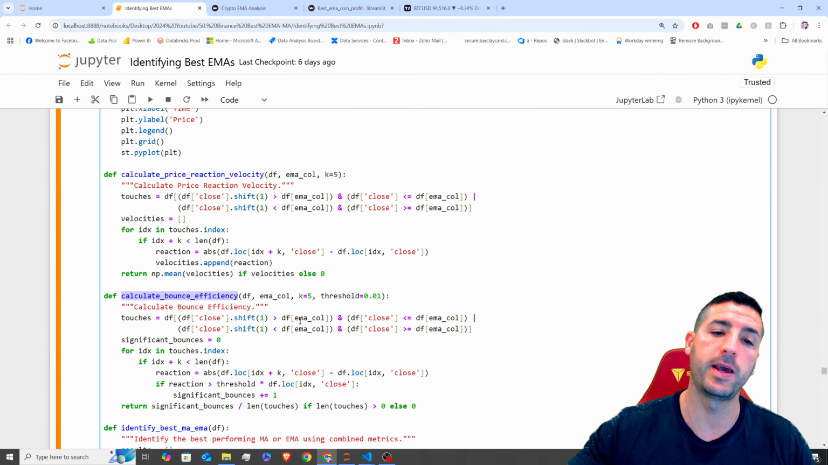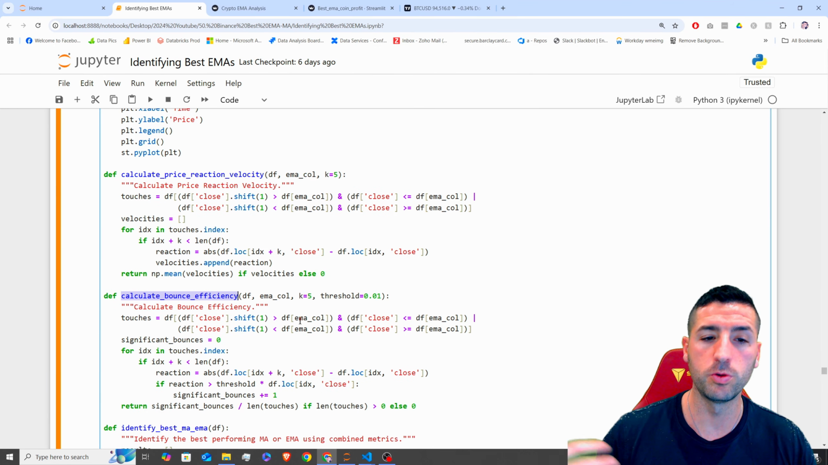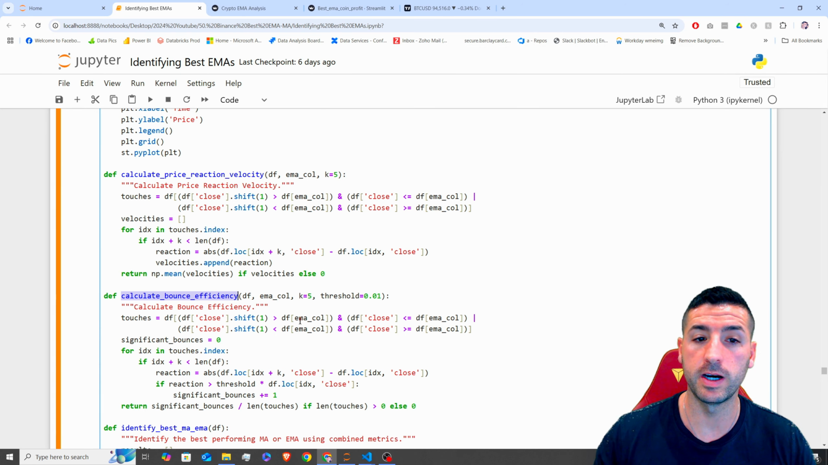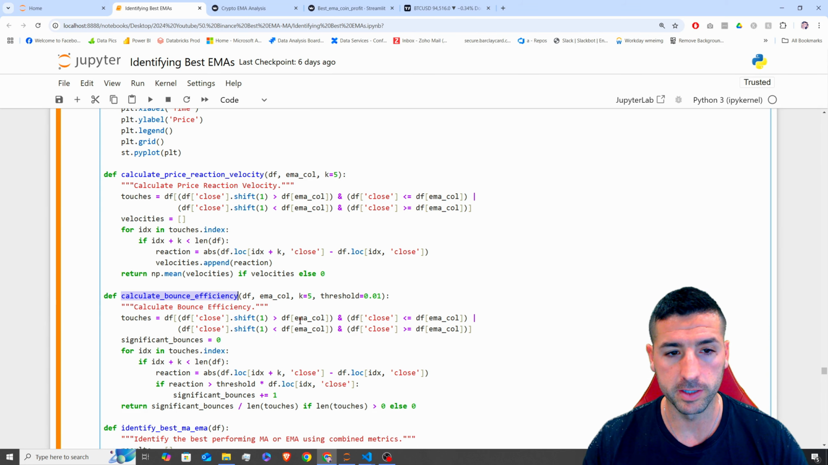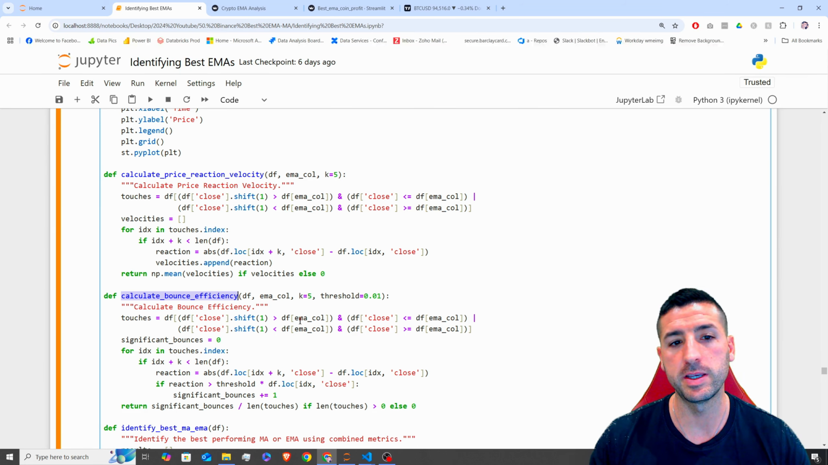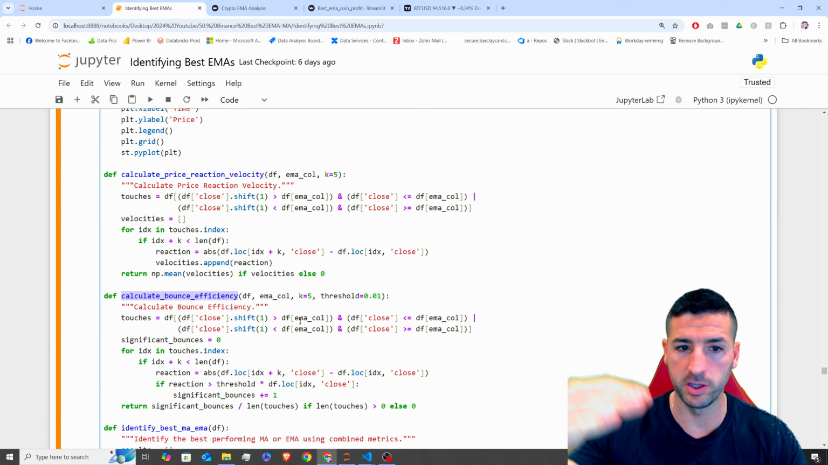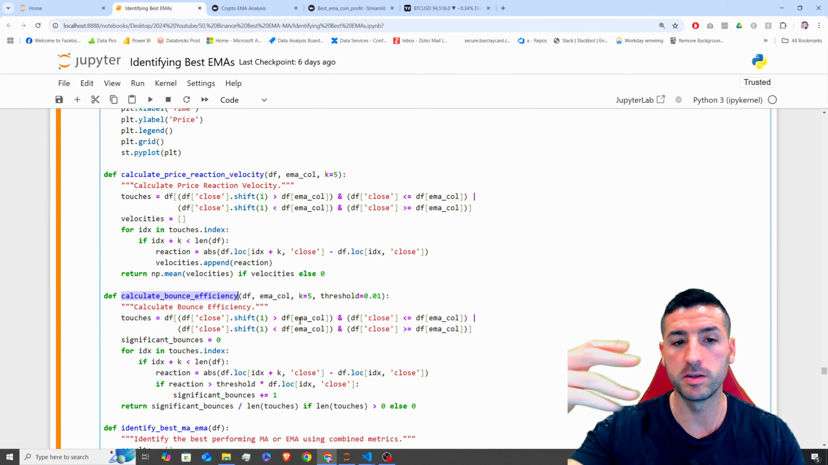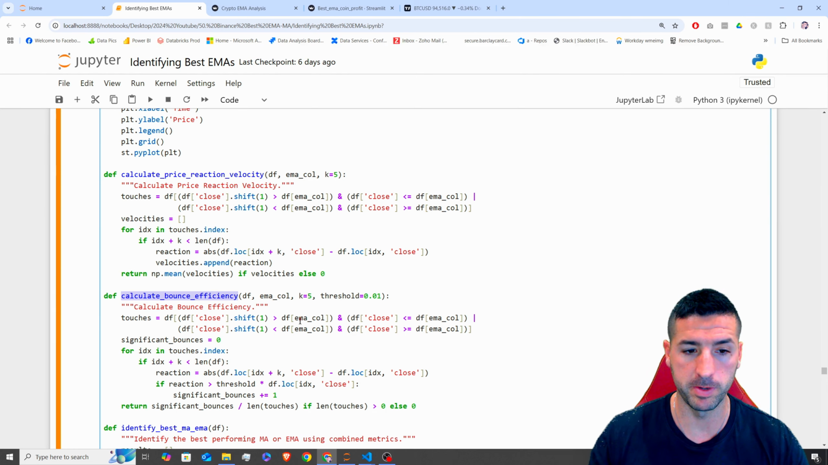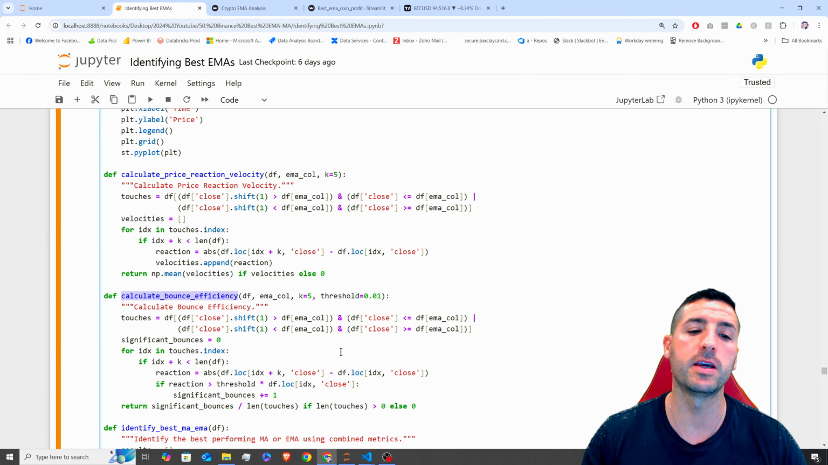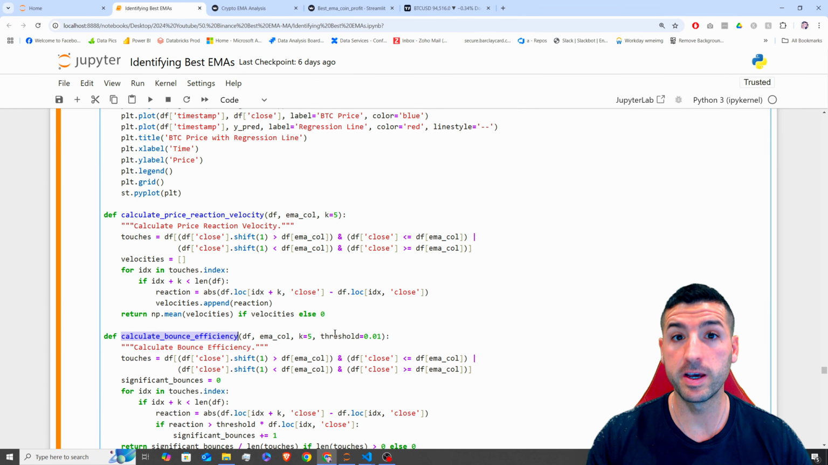So as you have explained in the previous video, these two metrics give us a good understanding of whether the EMA of Bitcoin is good or bad. The velocity is basically the average velocity, the travel that Bitcoin makes when it touches the EMA, and the efficiency is the number of significant bounces.